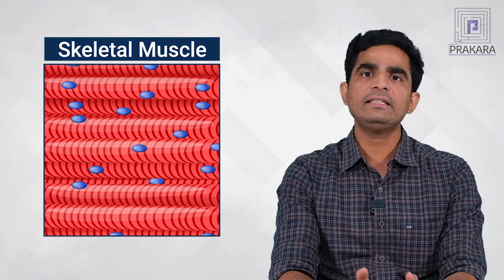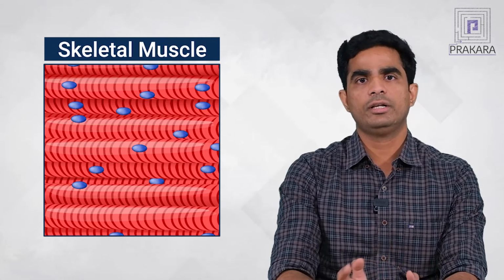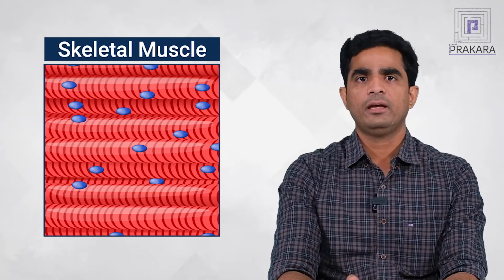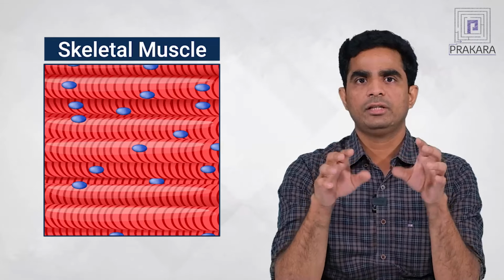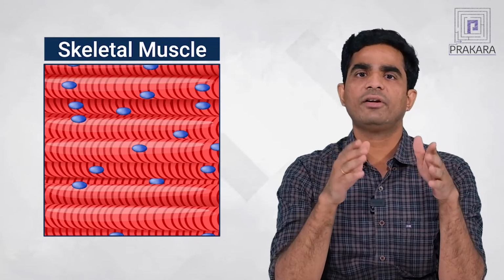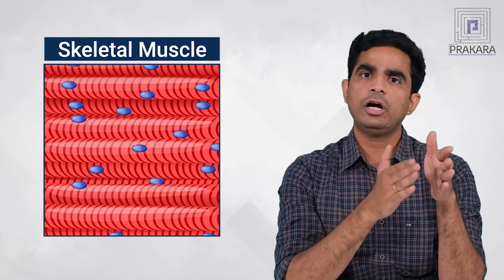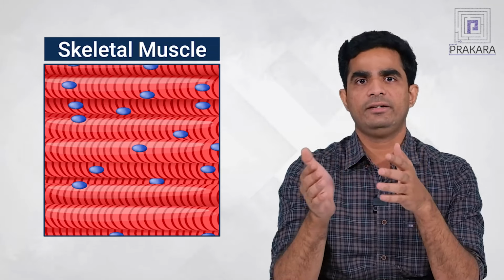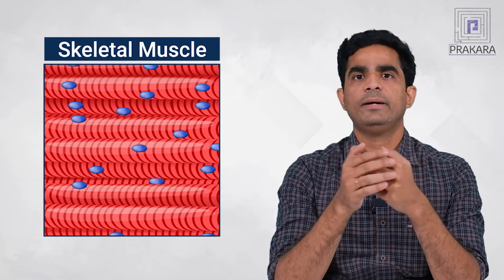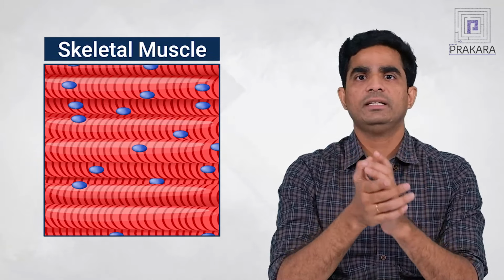Skeletal muscles, as the name suggests, are attached to the skeleton, that is bone or cartilage. When we look at the skeletal muscle, the gross appearance of it will be striated. That means it has alternating dark and light bands.